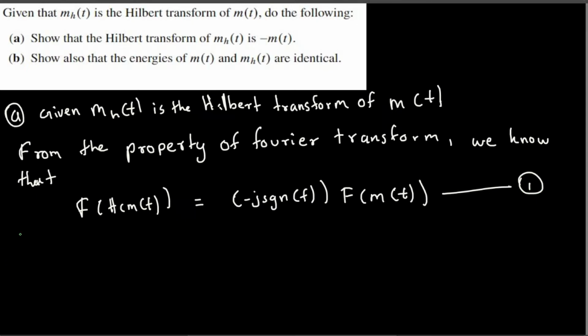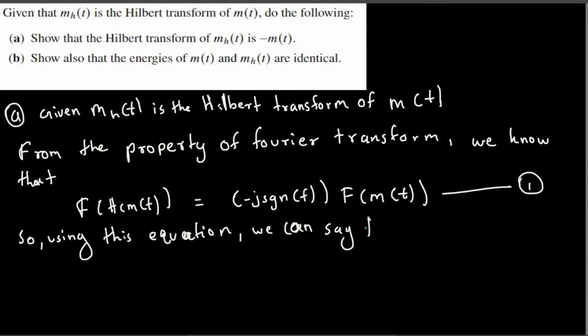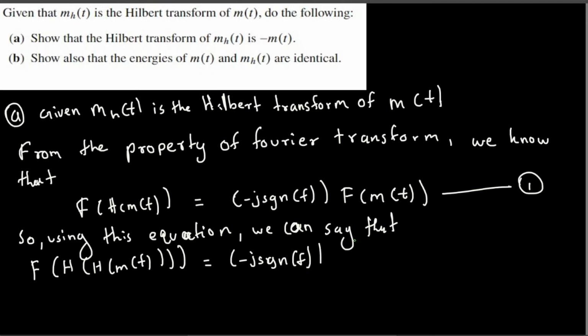Now using this equation, we can say that the Fourier transform of the Hilbert transform of M of T is equal to minus J sine of F times the Fourier transform of the Hilbert transform of M of T.